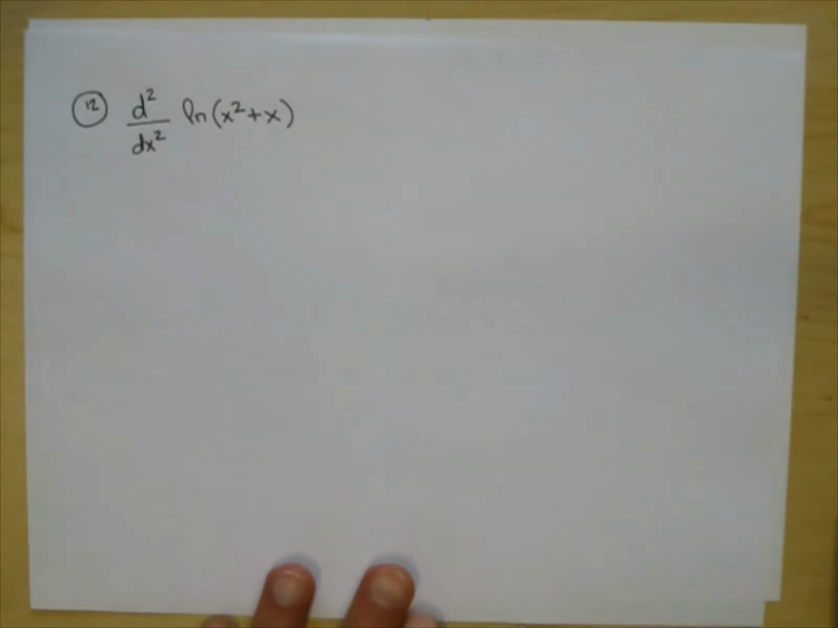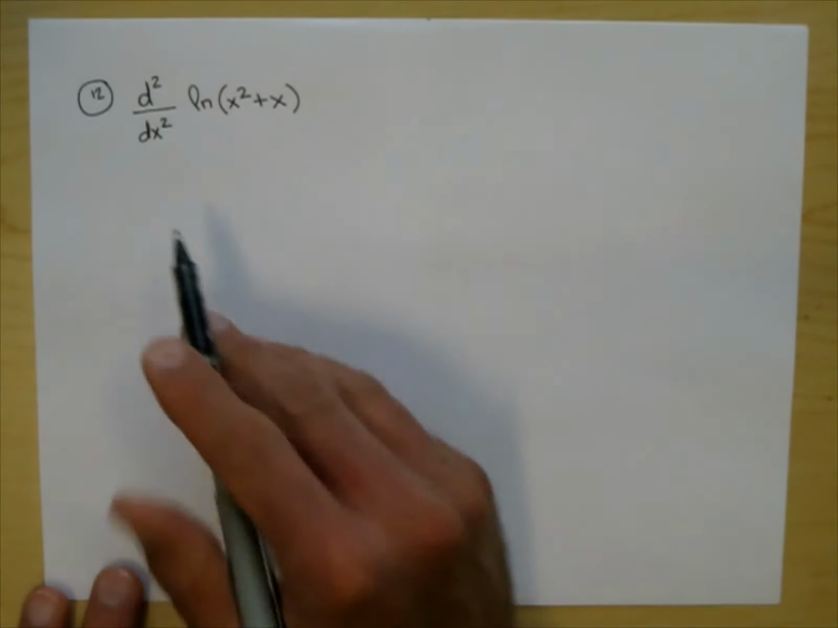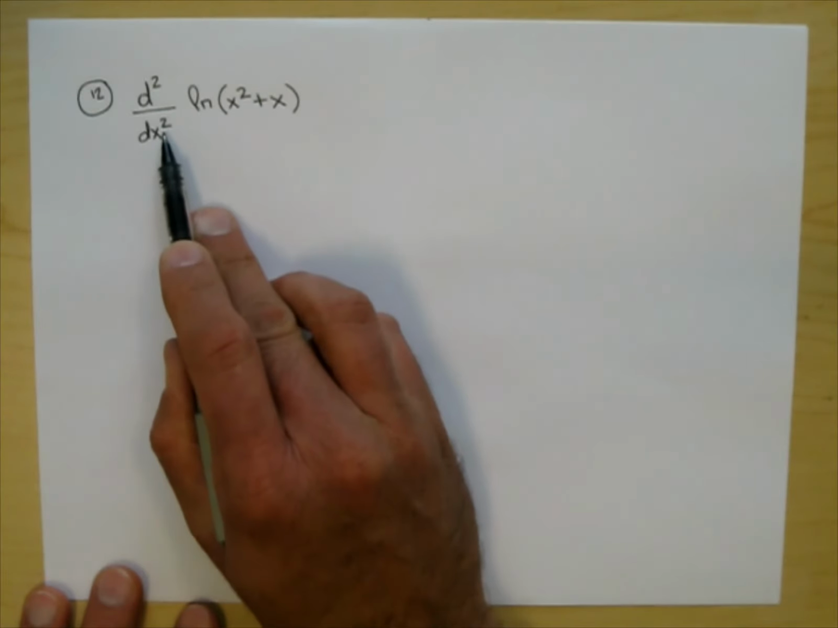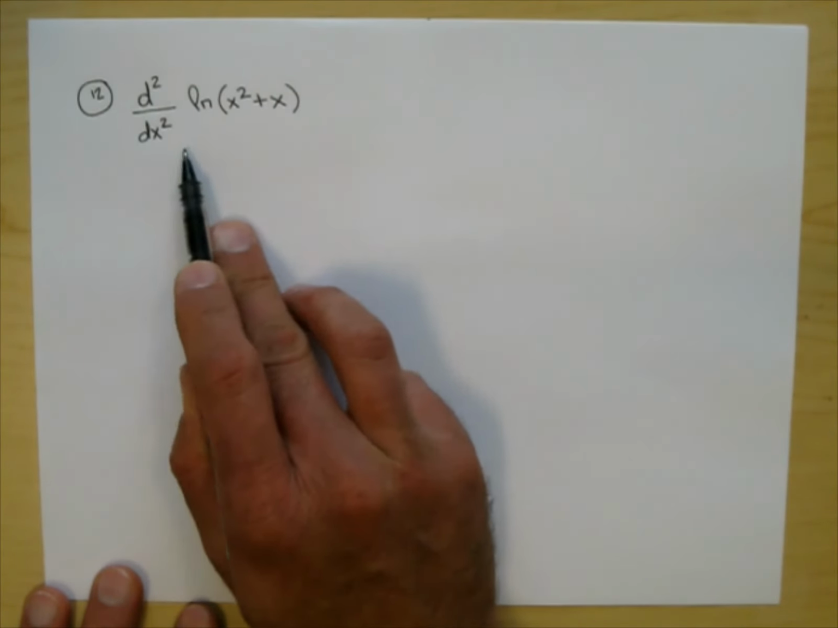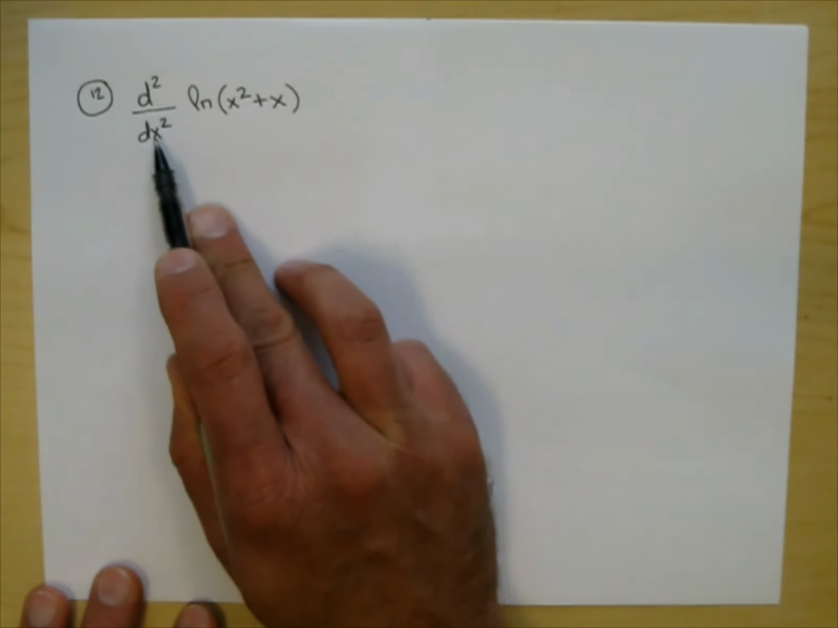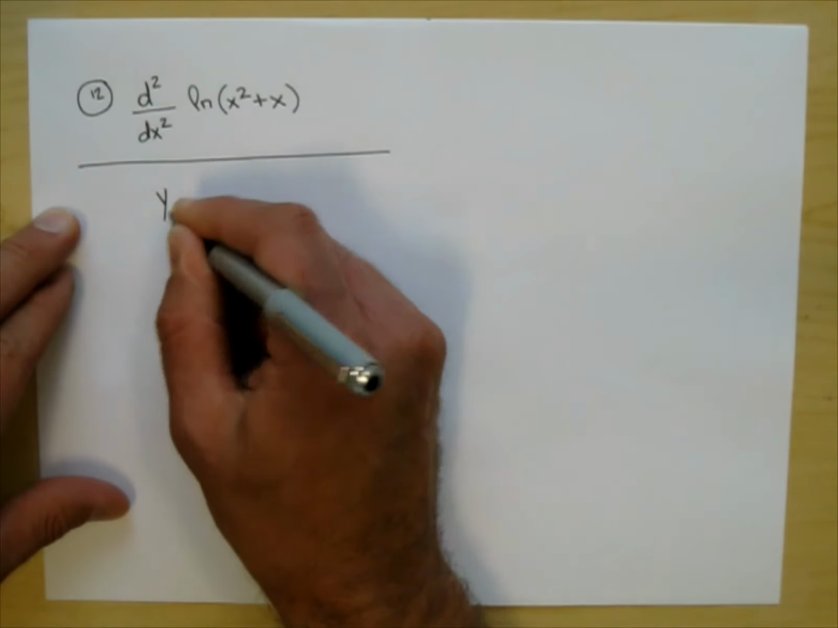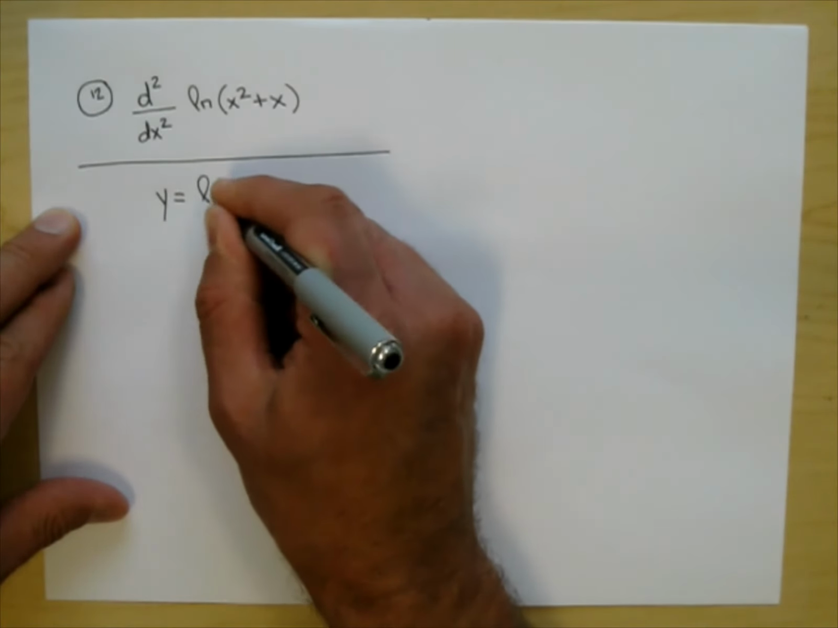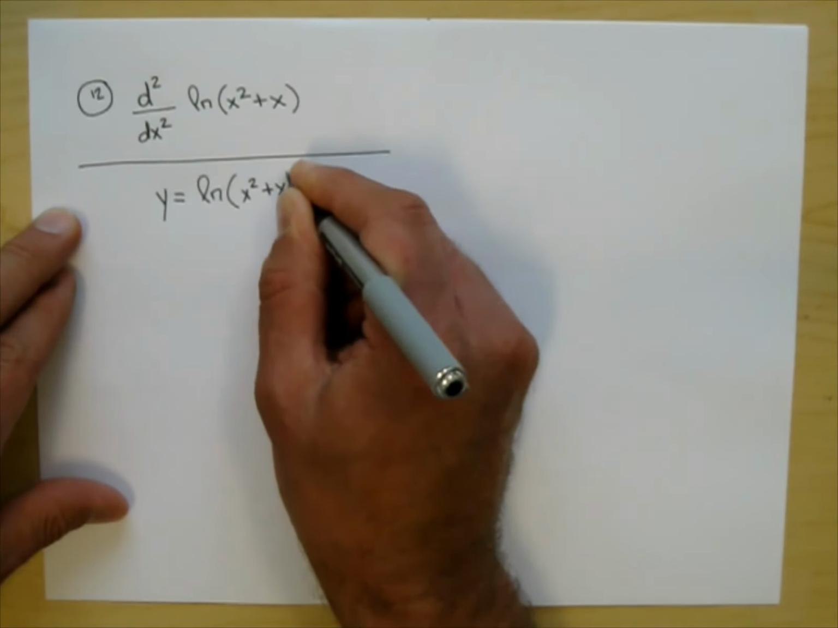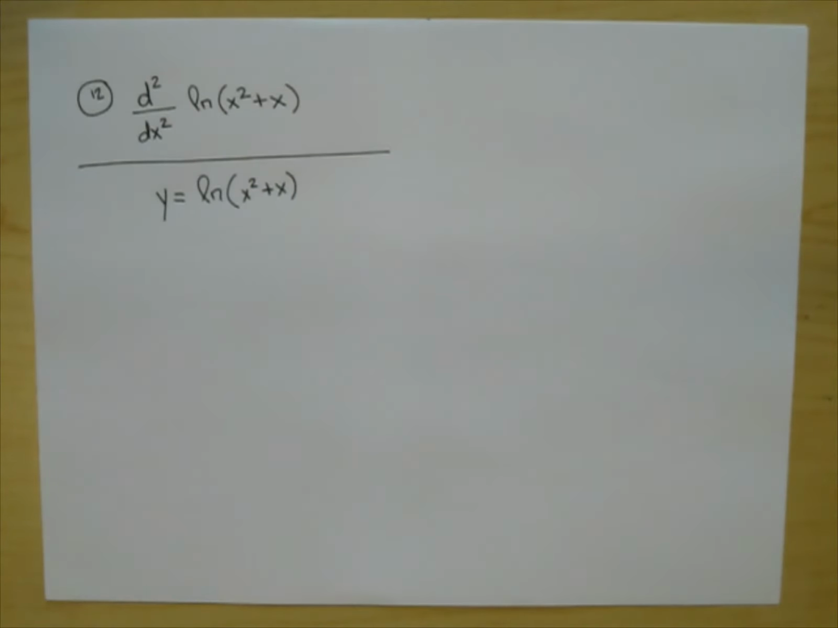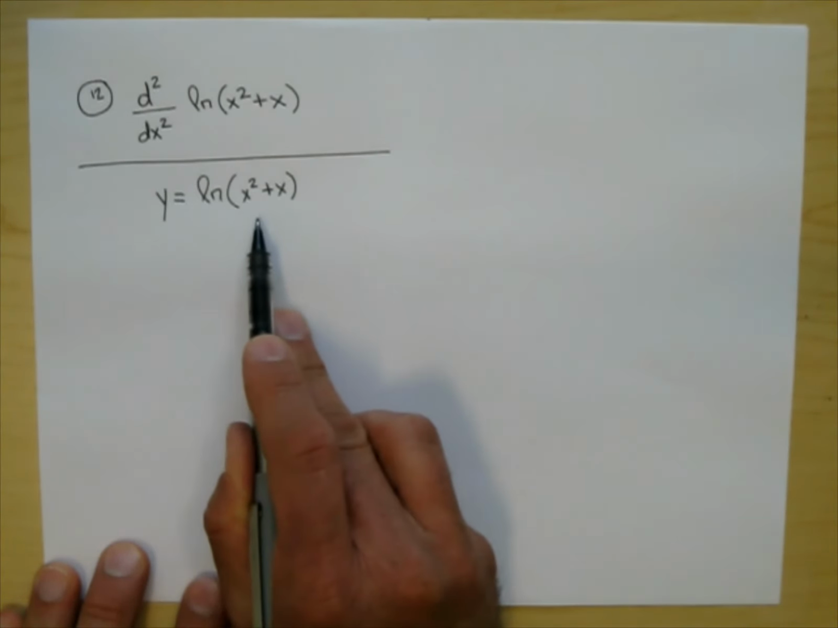This is problem number 12. So in your homework, they'll ask you to take the second derivative. That's what that really means, d2 dx2. It says take two derivatives of this. If you do not like this notation, you're doing your homework and you're like, oh, yuck, then this is what you do. You say, okay, let's just go ahead and write this as y equals ln of x squared plus x, and we'll just find y double prime. If that makes you feel uncomfortable, it's just saying two derivatives. We can do it this way.